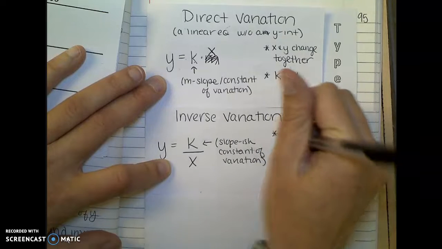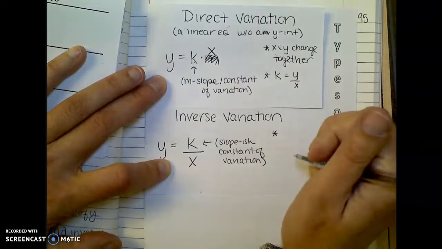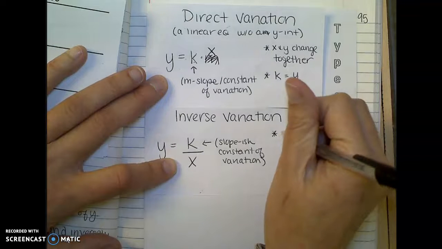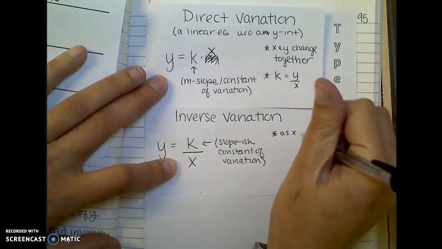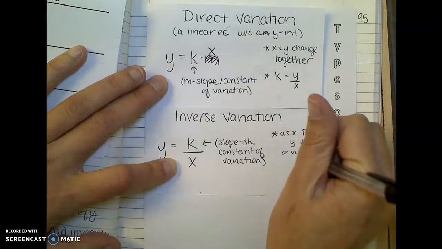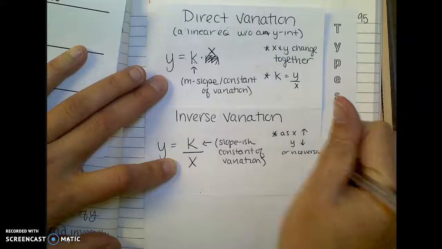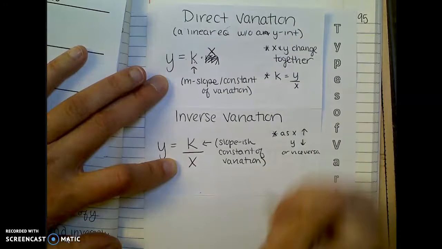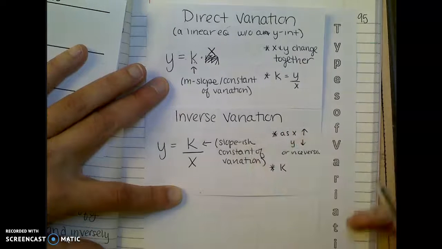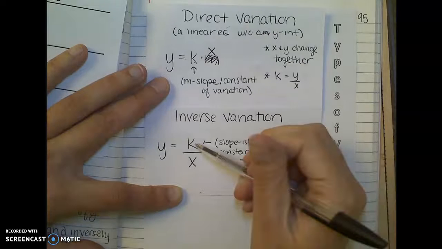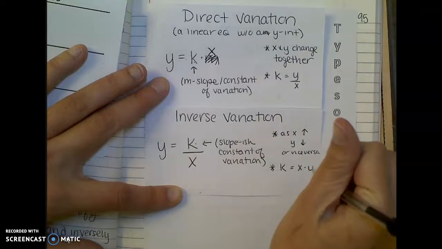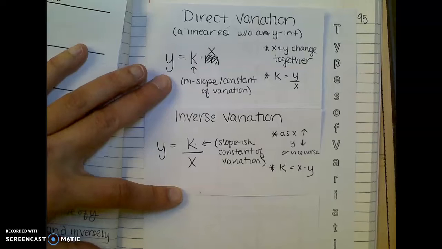However, x and y no longer change together. They change oppositely of each other. So as x goes up, y goes down, or vice versa. And to find our k, constant of variation, so that we can write an equation and get lots of values, to get k alone, I simply am going to times by x on both sides. So x times y will get me my constant of variation here.